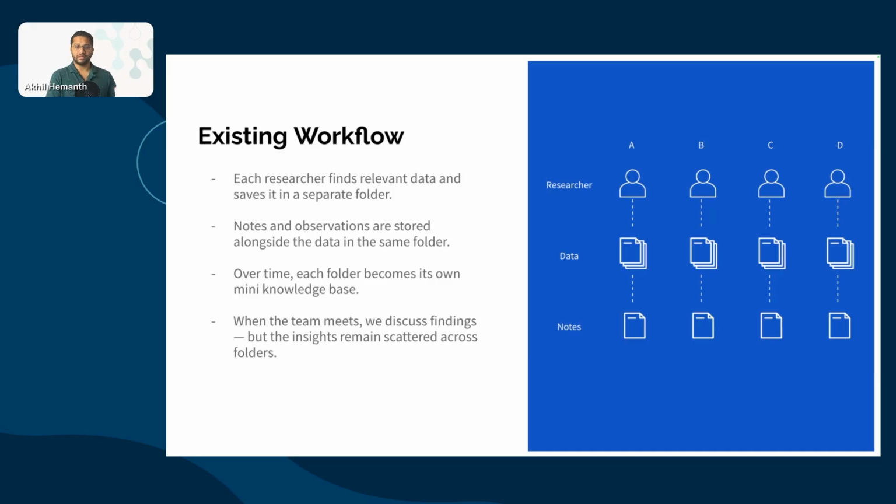And even though every researcher would find relevant data, they would save it in separate folders as they try to organize this whole thing. The notes and observations are stored in the same folder as the data, and over time, each folder becomes its own mini knowledge base, right? Because you're adding more notes to the same folder. So when the team meets, we discuss findings, but the insights remain scattered across the folders. And so this is the challenge that we were facing when we started this whole process.